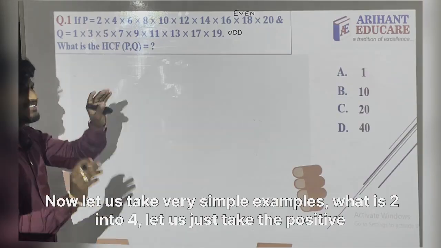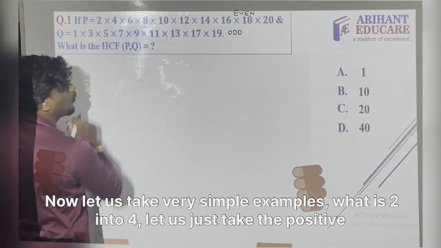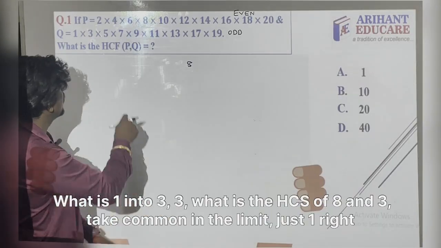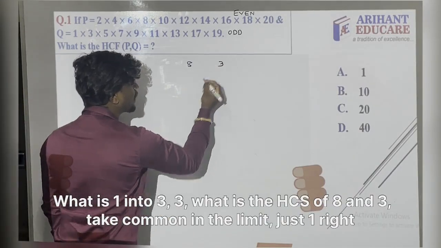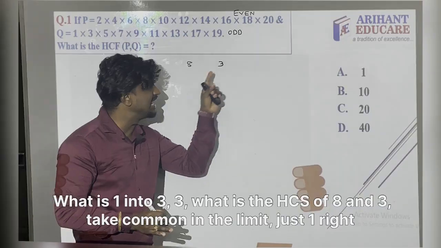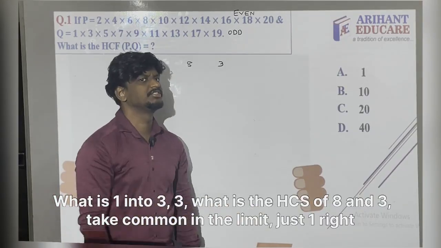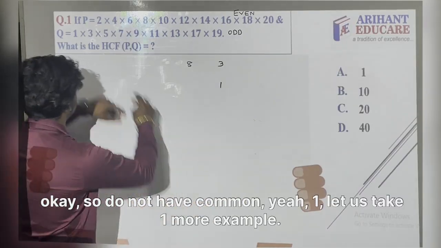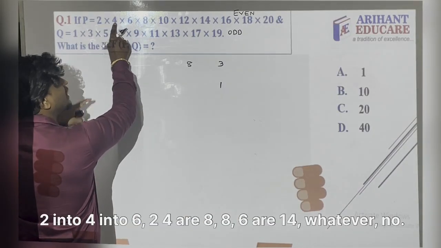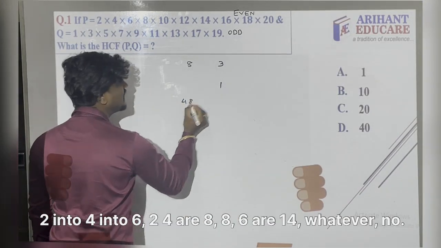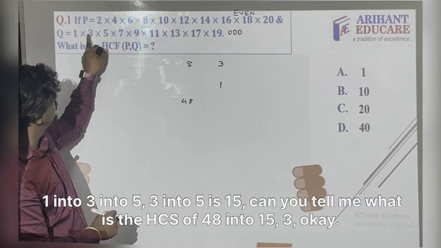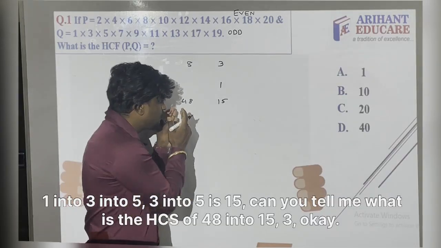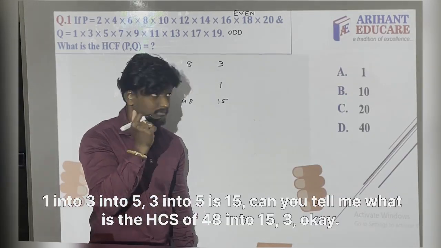Now, let's take very simple examples. What is 2 into 4? Let's just take the first two numbers. 2 into 4 is what? 8. Perfect. What is 1 into 3? 3. What is the HCF of 8 and 3? What is common in both? Just 1, right? Okay. So, what is common in both? 1. Let's take one more example. 2 into 4 into 6. 2 4s are 8. 8 6s are 48. Right. Now, 1 into 3 into 5. 3 into 5 is 15. Can you tell me what is the HCF of 48 and 15?